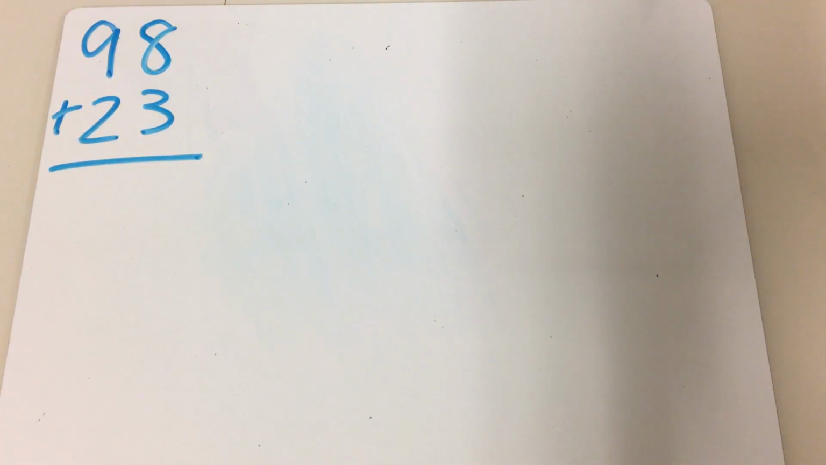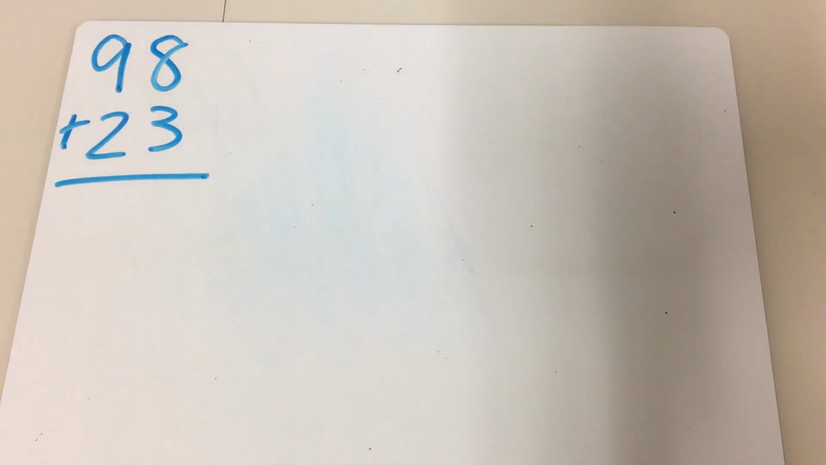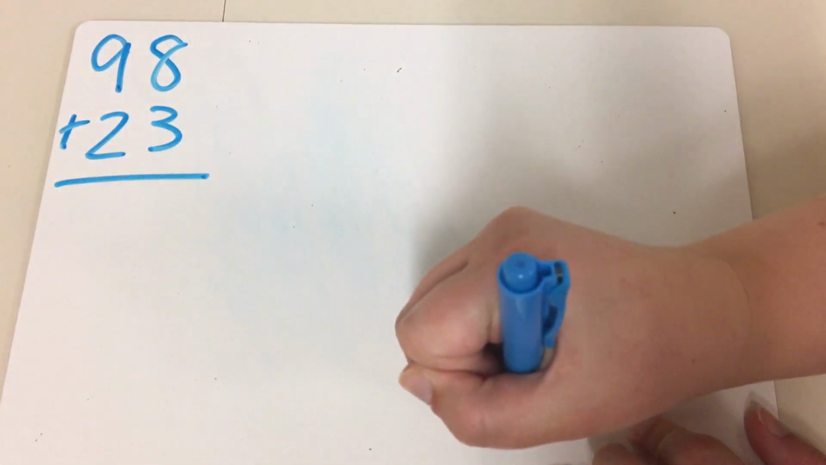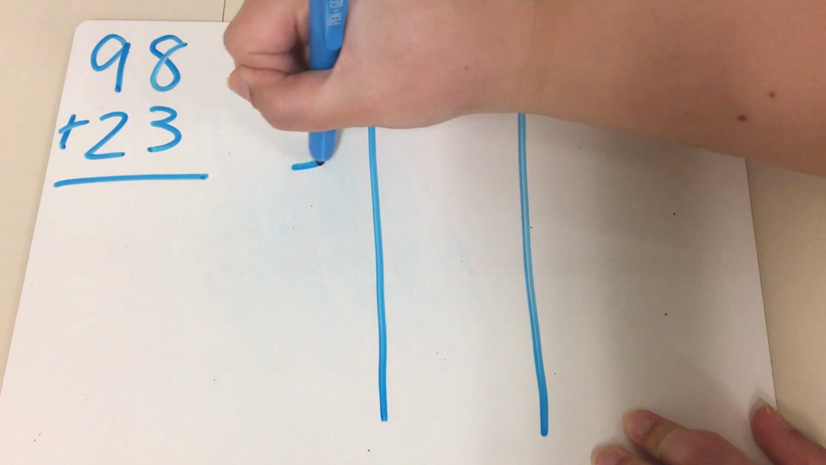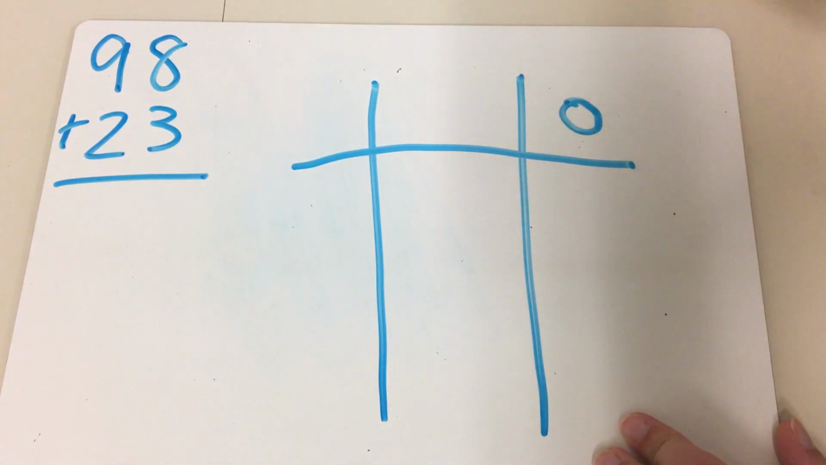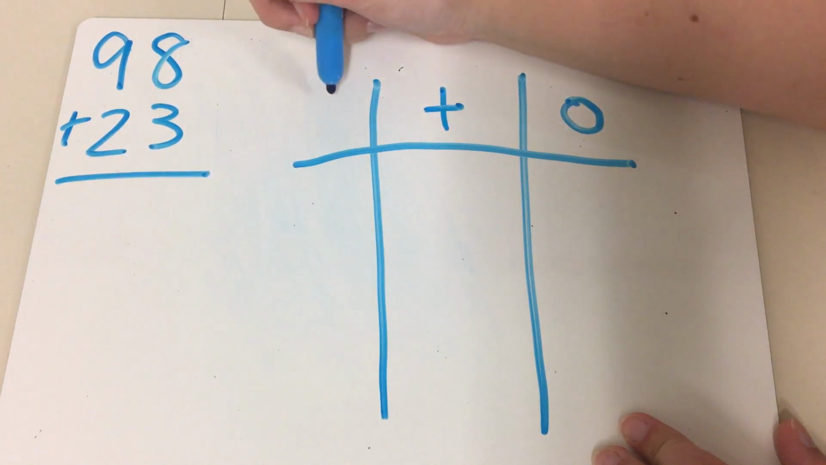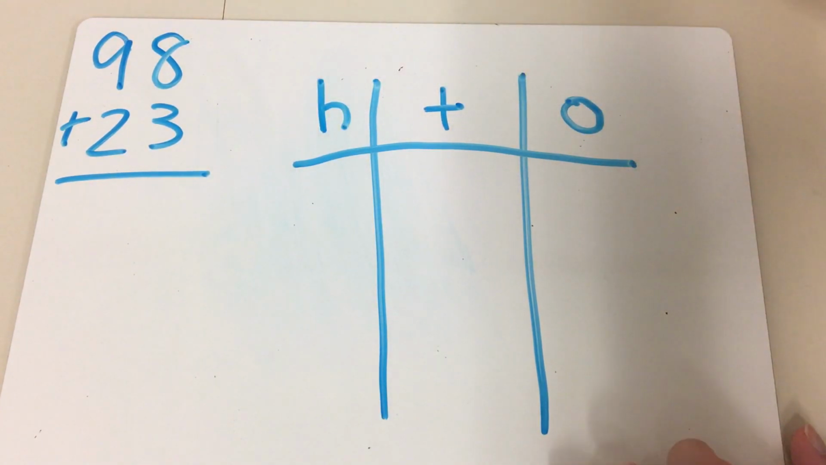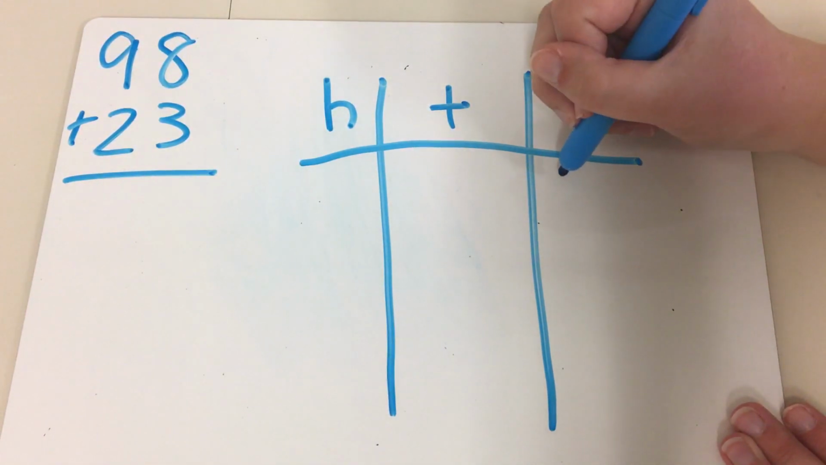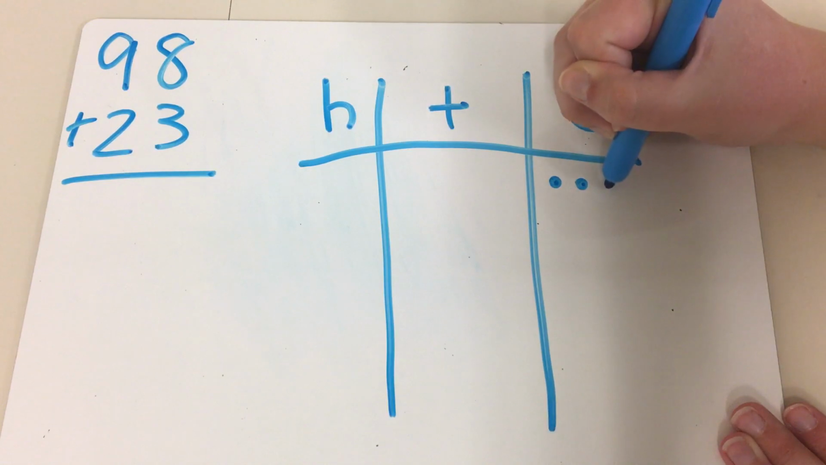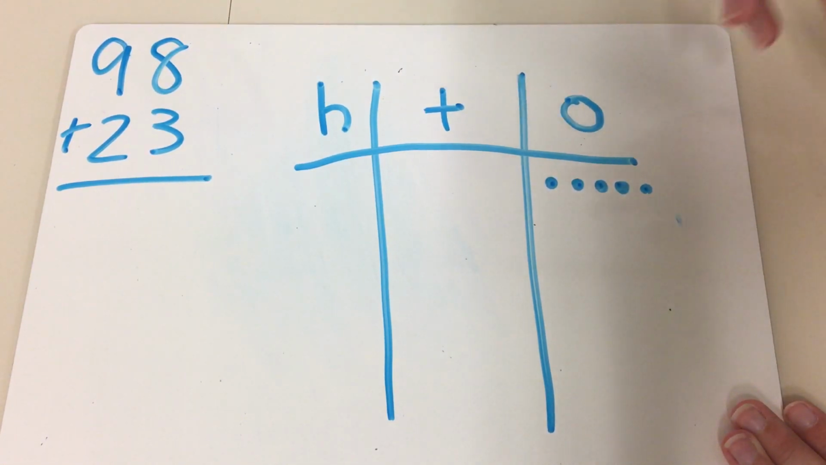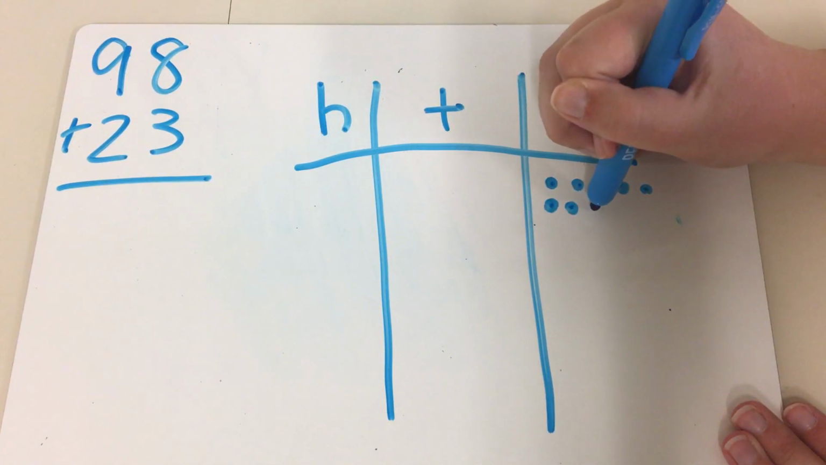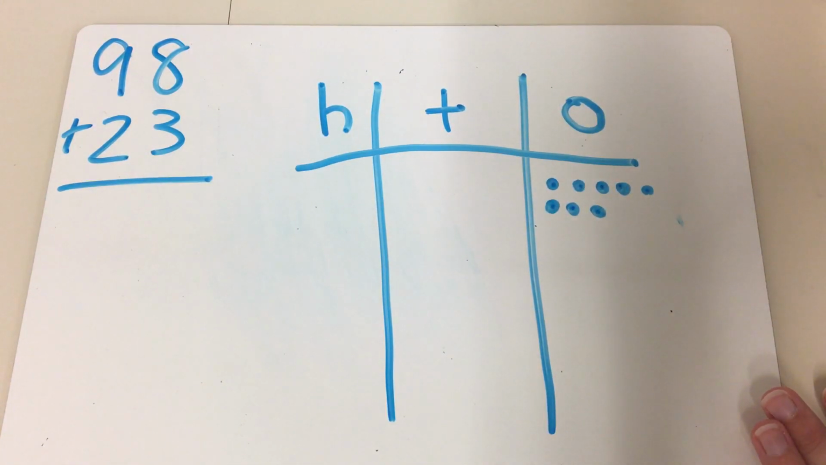So first thing I'm going to do is draw a picture to show this. I'm going to draw my ones and my tens and my hundreds. So over here is my ones column, here's my tens, and here's my hundreds. If I look at my first number, I have 8 ones. So I'm going to go 1, 2, 3, 4, 5, 6, 7, 8. Okay, that's in my first number.